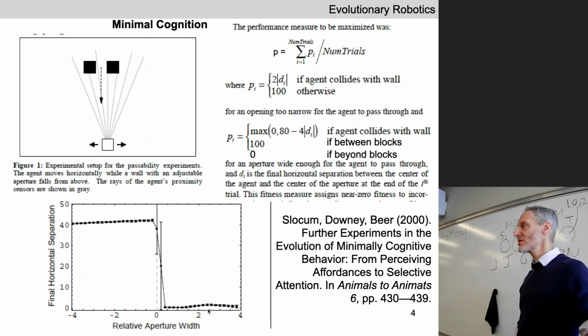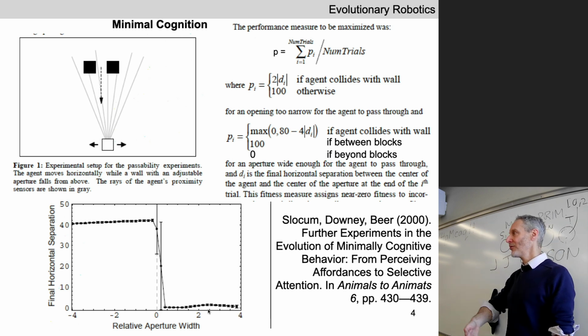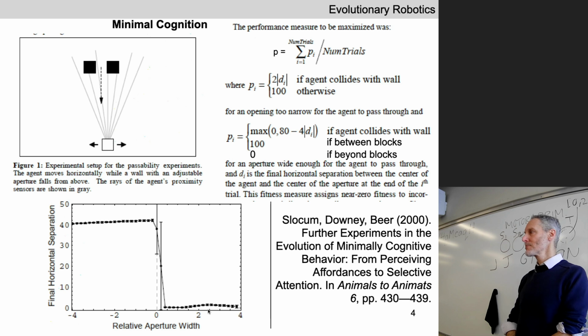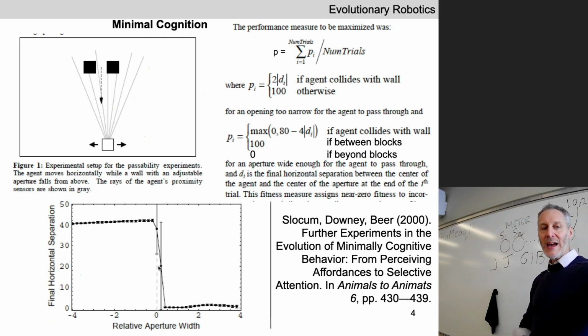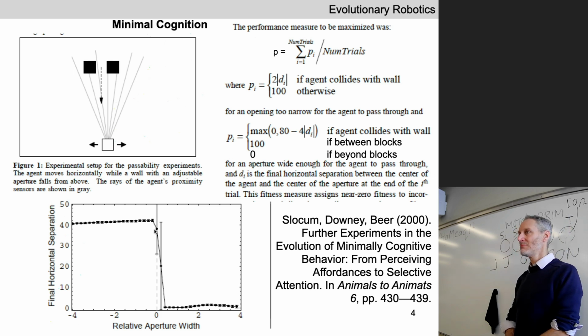D sub I is close to 0, which means the robot is much closer. It's threading the gap. What's happening in the center of the panel here? What is that? The data near the center of the panel, what is it telling us? What does the robot do when the gap is exactly the same width as the robot? That's what this little dot here is telling us.